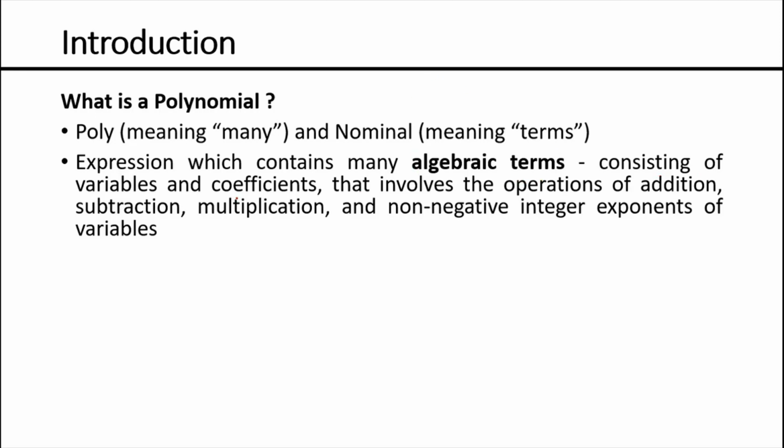It consists of variables and coefficients which are clubbed together by operations of addition, subtraction, multiplication. We have not included division here, and after a little while we'll tell you the reason. And non-negative integer exponents of variables. In order to understand this definition, we will take an example. Let us see. We'll take the example of 4x square plus 2xy minus 3.